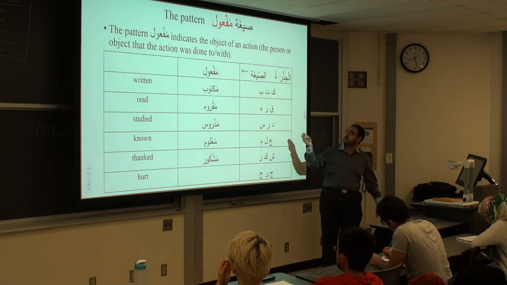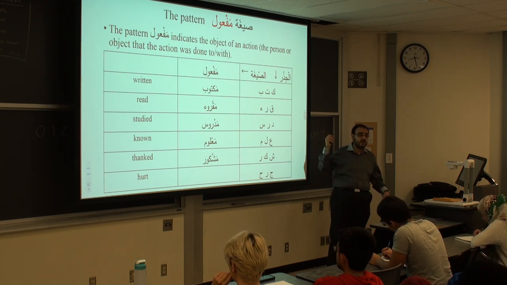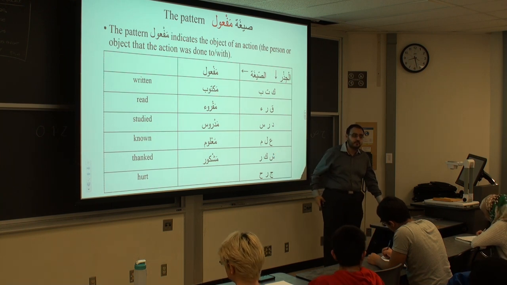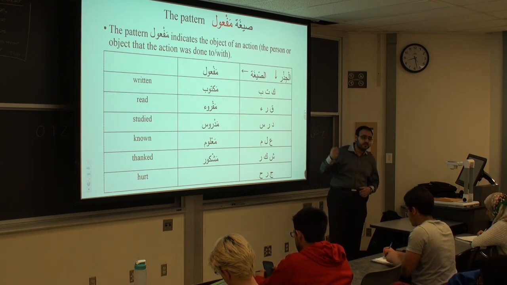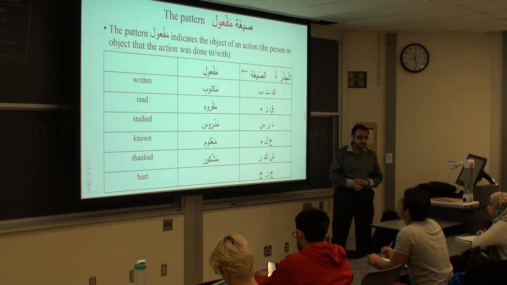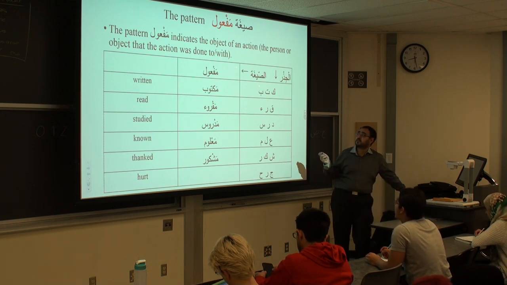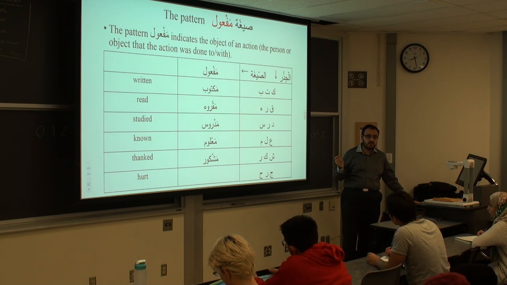So here is our root, kaf, ta, ba. Again, this root has to do with writing, okay? So let's move on to Layla. Can you read this one? Yeah. Maktoub. Maktoub, exactly. How did you form this word? And because it's a maktoub, you just add the meem.